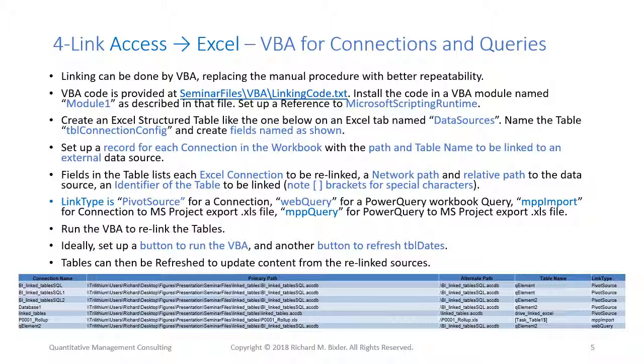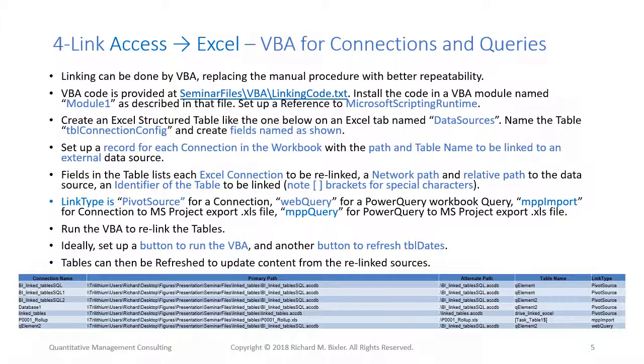Alternate path, optional, used if the primary path is inaccessible. For a local source, it could be used to state a relative path in case the fully qualified path becomes unusable. Table name, the query name to be linked, or worksheet name followed by $, or named range, or named shadow range, which is a named range shadowing a structured table. Enclose it in brackets if non-alphanumeric characters are included.